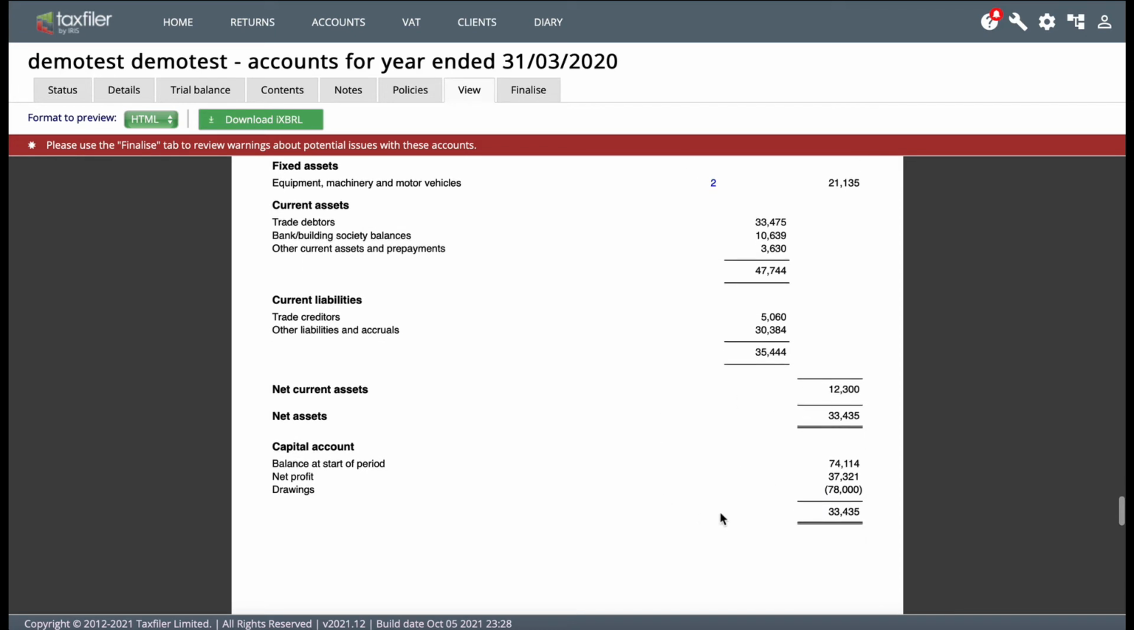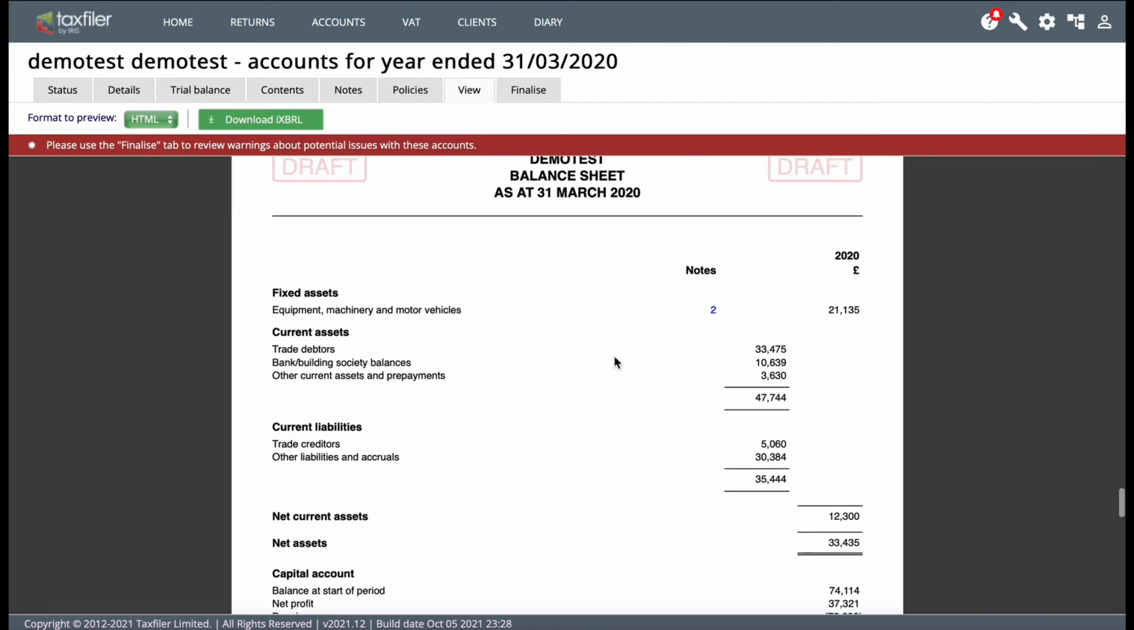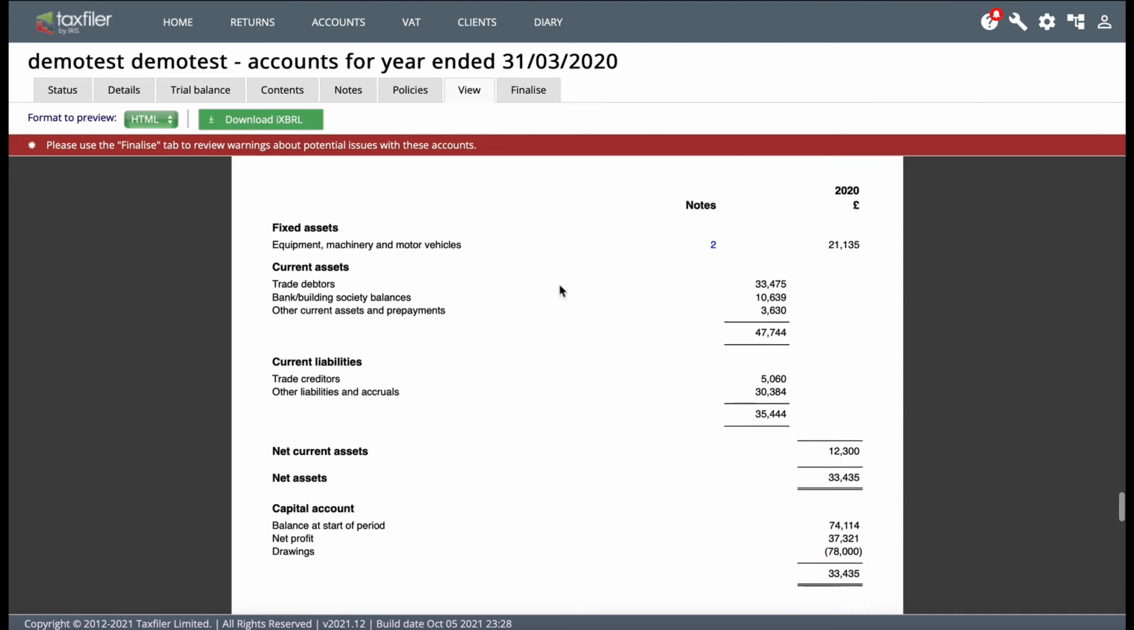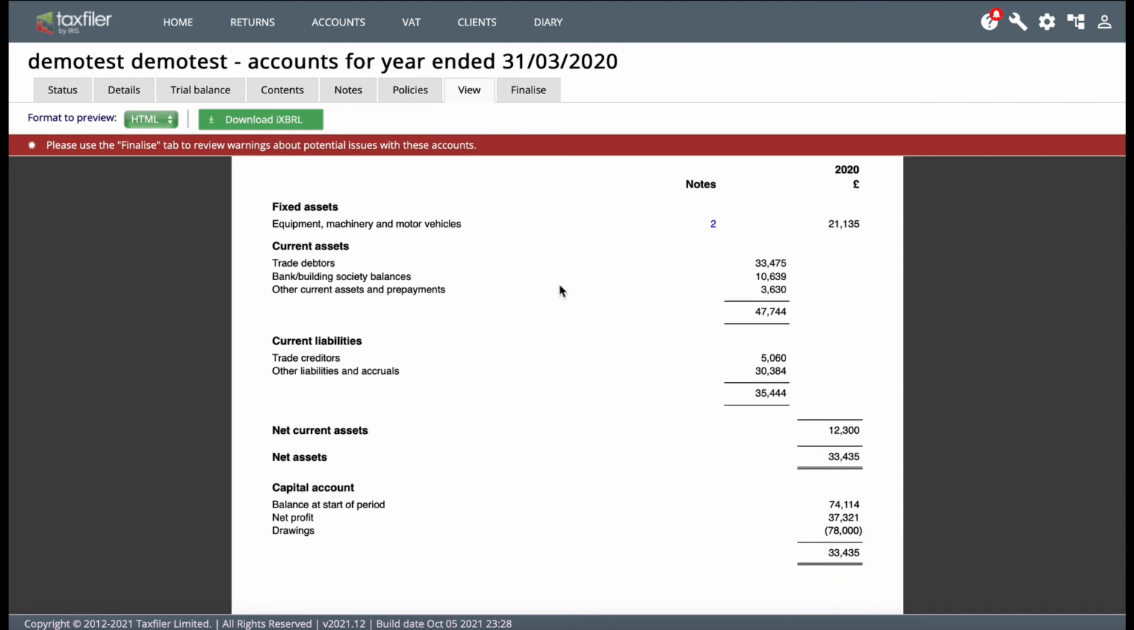And then the second half of the balance sheet for the sole trader is called the capital account. So how much money the owner has in the business. So we've got 74,000 plus 37 profit less 78 in drawings, gives the business a net value of 33,435. And you'll see the total of the capital account equals the total of the assets minus liabilities. So it's just a brief snapshot of the business as at a certain date, which is 31st of March 2020. Just a snapshot of all the balances contained within the business. So it's a picture of the business's financial position as at that year-end date.